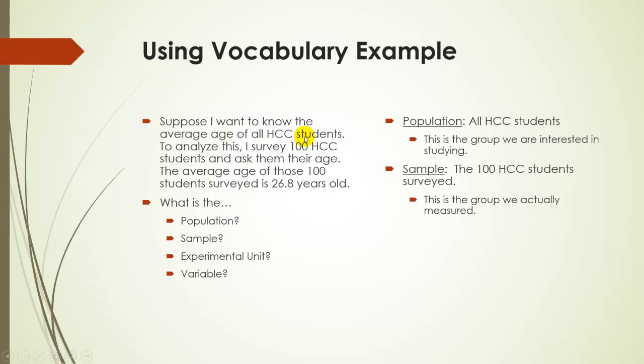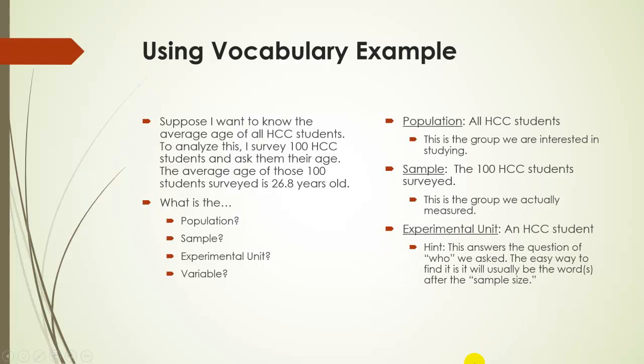Most students find it pretty easy to identify the sample size. We have 100 of something. That's our sample size. So whatever words come after the sample size is usually your experimental unit. A variable is what we actually ask the students, what we're measuring. We're measuring their age, so that is the variable.